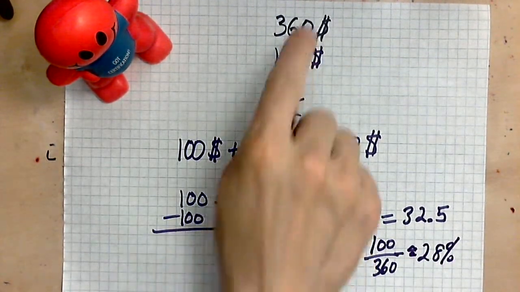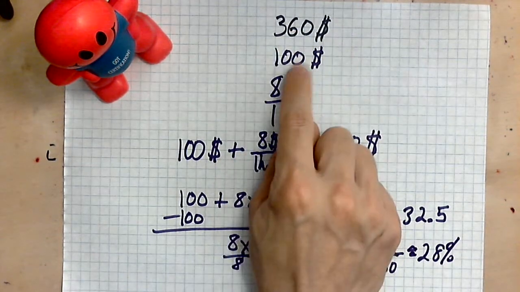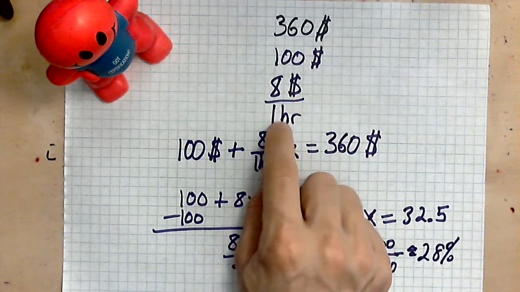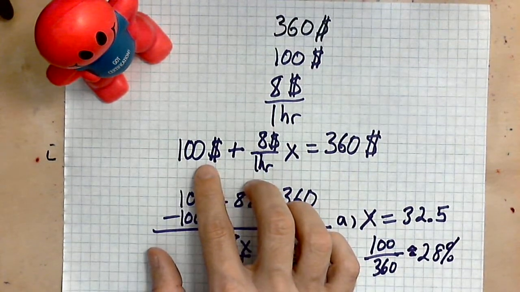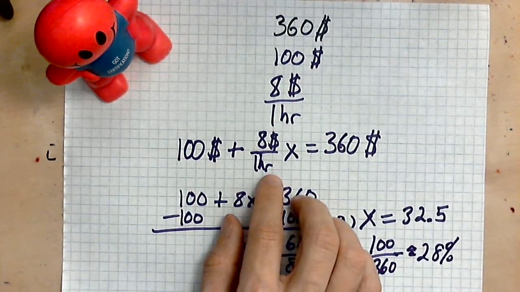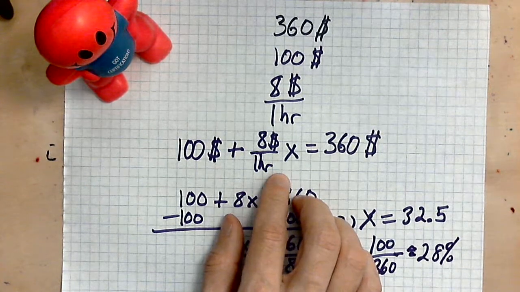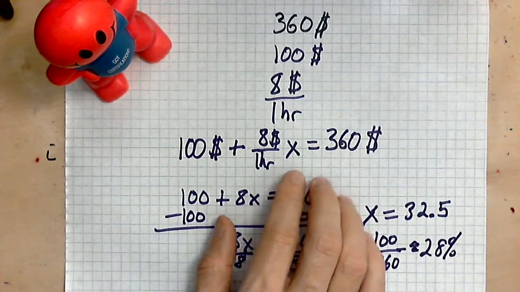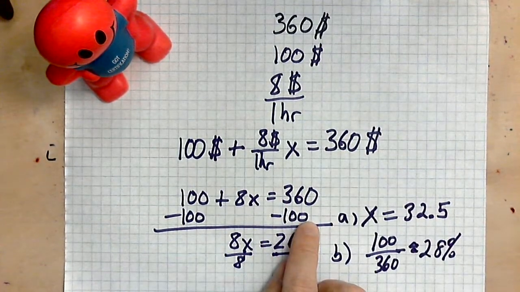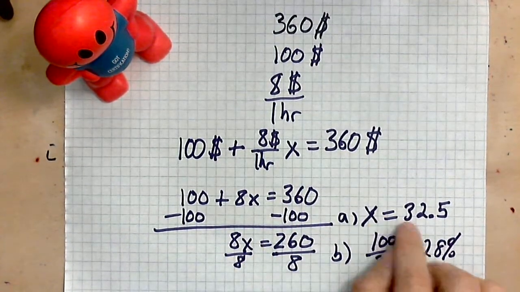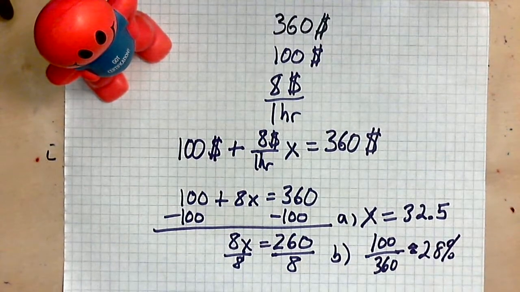So he wants a radio for 360, he's got 100 saved. He makes $8 every 1 hour. That means on the left we write this fact that he's got the 100 saved plus whatever money he still has to earn from working some unknown number of hours x, and all of that has to be 360. Subtract 100 from both sides, divide by 8, and x equals 32.5. And that is the solution to the exercise.